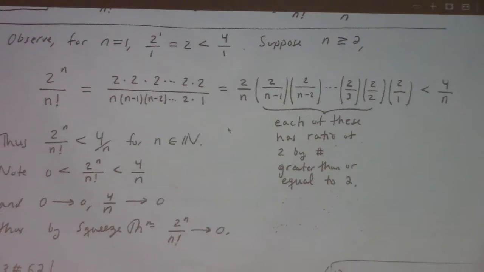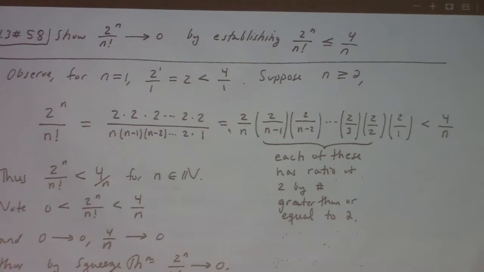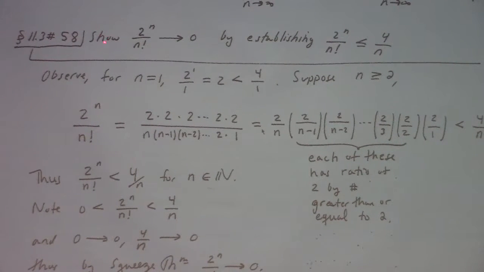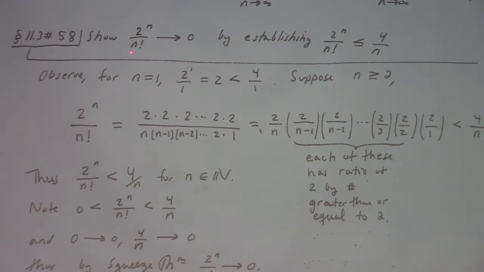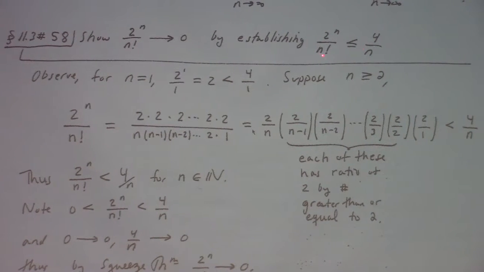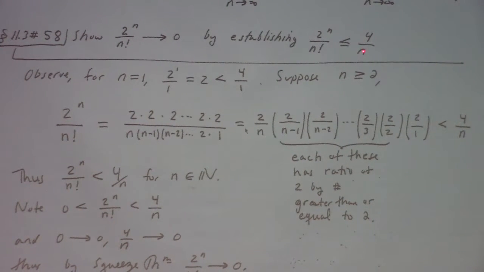This one has an idea in it which you might not think of, perhaps. I mean, there's a method of calculation here which is kind of worth talking about. So here we're supposed to show that 2 to the n over n factorial goes to 0 by establishing that 2 to the n over n factorial is less than or equal to 4 over n. All right, and I think that's for n greater than or equal to 2.